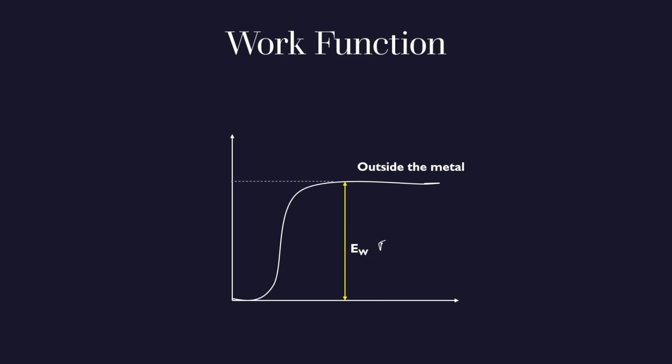Sorry, this is a mistake. This energy is EB, and the maximum energy possessed by an electron, as we know, is EF. So the work function is the extra amount of energy required to move outside a metal, given as EW, equal to the maximum energy required to move outside the metal minus the energy possessed by the electron. So the extra amount of energy it requires to move outside the metal is known as the work function.